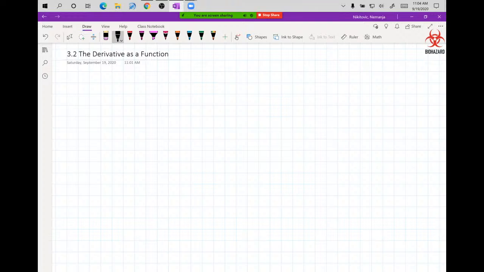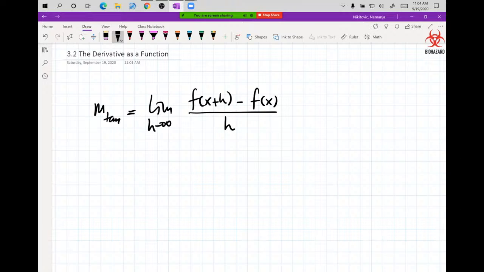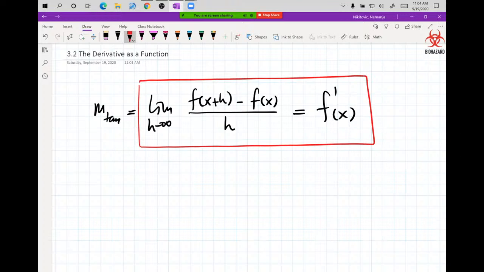So we started by saying that m tangent was equal to the limit as h goes to 0 of f of x plus h minus f of x divided by h, and then we said that that's the derivative because it gives us a function, not a point. And I'll just say m tangent over here at x equals a. So it doesn't give you a particular tangent, it gives you all of the tangents, right? And we say, okay, great, so it's a function.